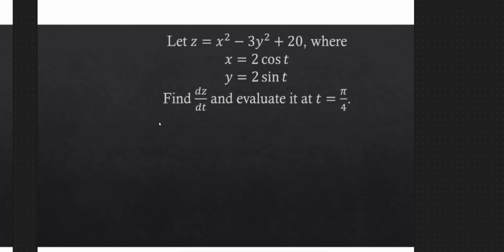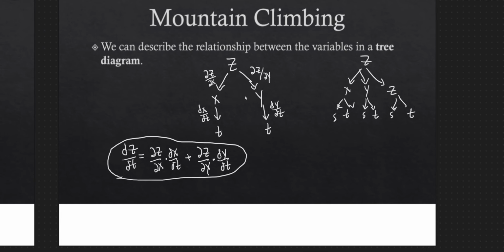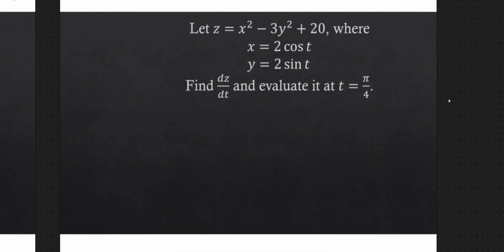So let's recall the tree diagram for this. Actually, I already have it up here. Let's recall the tree diagram for the situation: z depends on x and y, which each depend on t. So if I want dz/dt, I have these two terms, each with two factors. All right, so let's write that down, and then we'll calculate each of those. So dz/dt, we need partial z with respect to x times dx/dt plus partial z partial y times dy/dt.